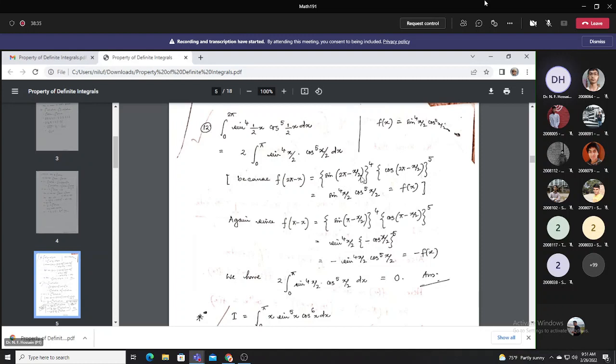Sine of (pi minus x by 2) whole to the power 4. This will be also cos of (pi minus x by 2) whole to the power 5. So ultimately what is coming up? There should be a minus sign and ultimately it should be 0. Yes, ultimately the result should be 0. So this is a mistake here. You please make it correct.